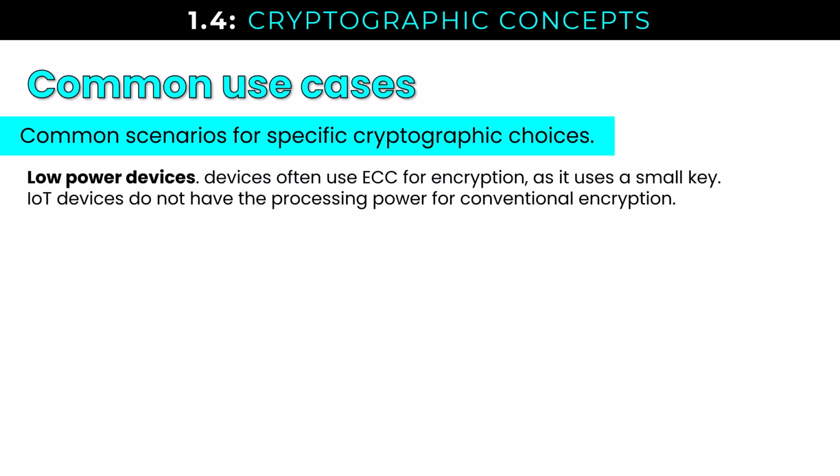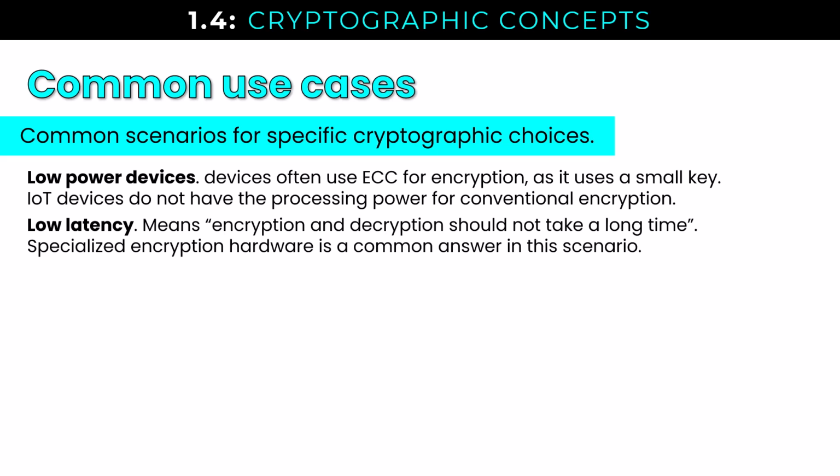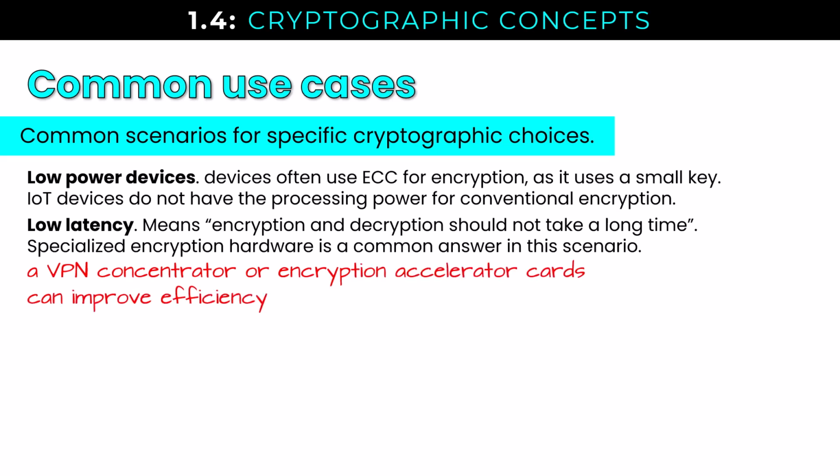IoT devices and the little Pi type devices often don't have the processing power for conventional encryption, so ECC fits the bill for that use case. Low latency. This means encryption and decryption should not take a long time. Specialized encryption hardware is a common answer in this scenario. A VPN concentrator or encryption accelerator cards can improve efficiency.